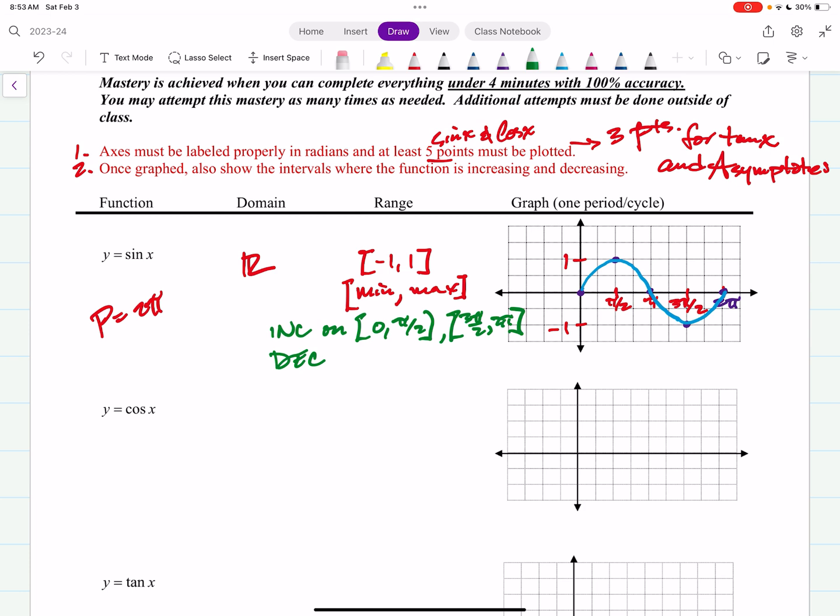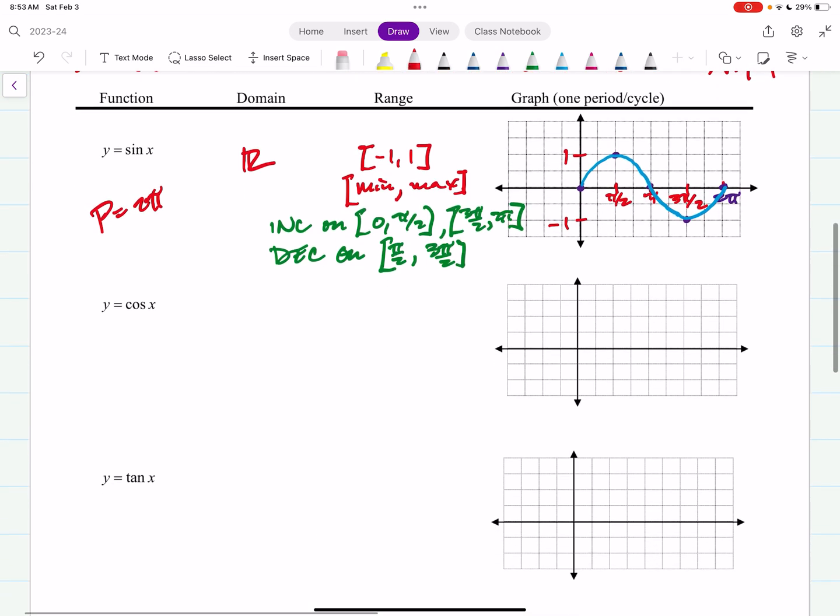In between, from pi halves to 3 halves pi. So 3 halves pi to, excuse me, back up, too fast. From pi halves to 3 halves pi. Ooh. So pi halves to 3 pi halves. There we go. Okay, and now on to cosine.